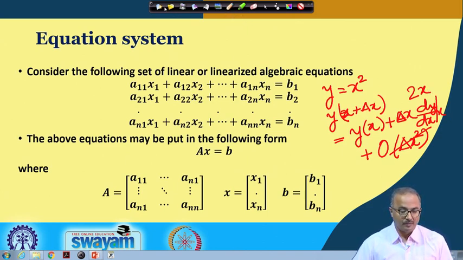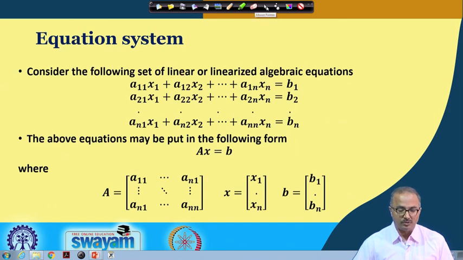Now, we shall see some examples later on of how we can get such kinds of equations. We can write these equations in these terms. We put a11, a12 because we are trying to put it in a matrix form. So we put a11, a12 up to a1n, with x1 to xn as the variables, and b1. Then we have a21 x1, a22 x2 up to a2n xn, and b2, and then we have an1 x1, an2 x2 up to ann xn, bn.